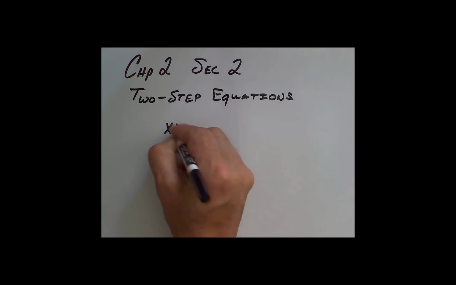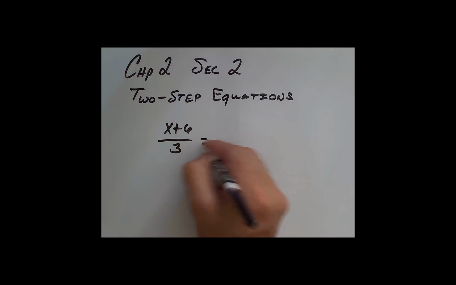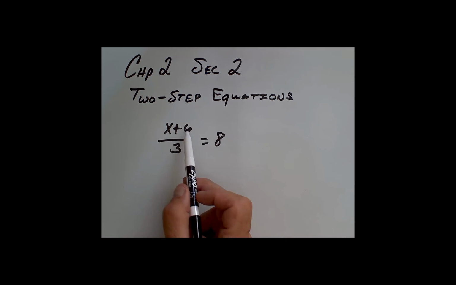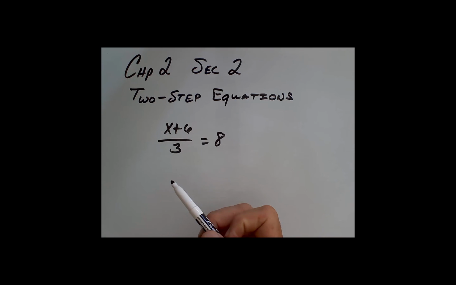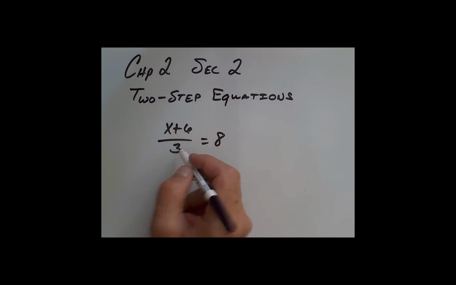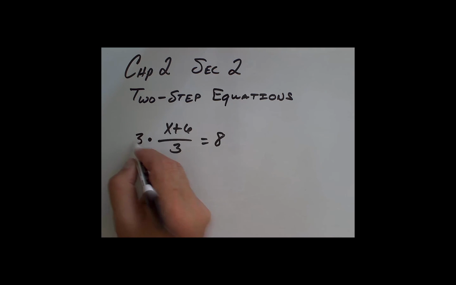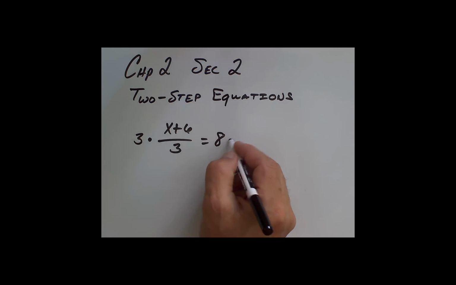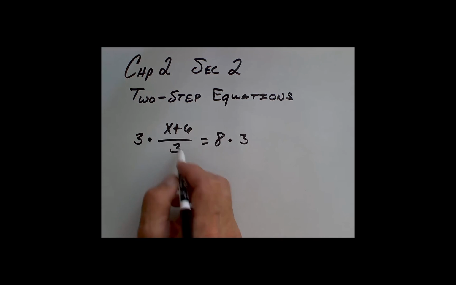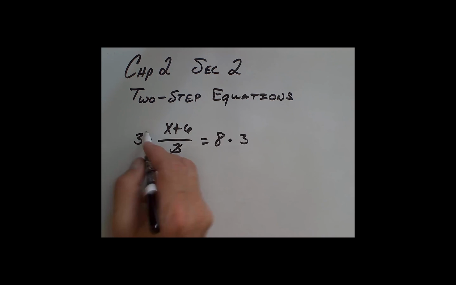Let's put x plus 6 over 3 equals 8. Now, I'm hoping I don't confuse you on this because this is really the way I look at it. I'm looking at this equation first, and I know that I have to get rid of this 3 first. I can't do anything with the 6 until I get rid of this 3. All right? I know I'm dividing by 3 here, so I'm going to multiply by 3. Whatever I do on one side, I do to the other.